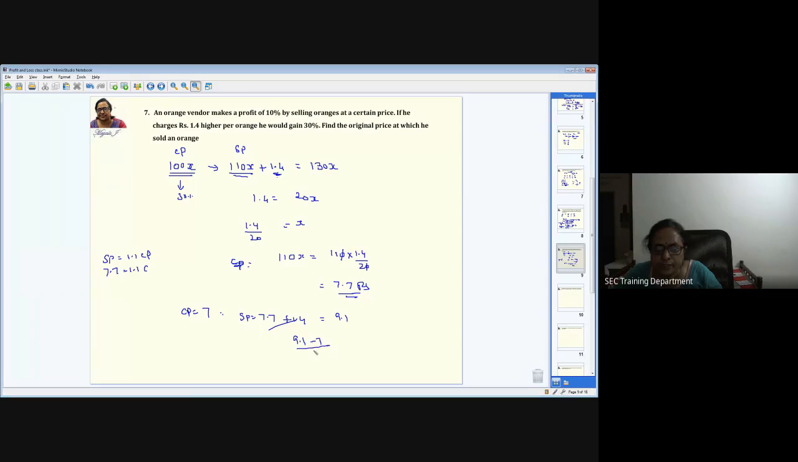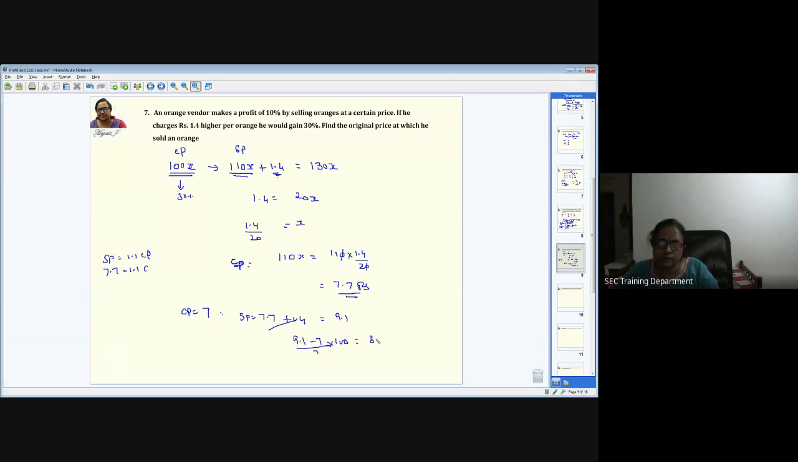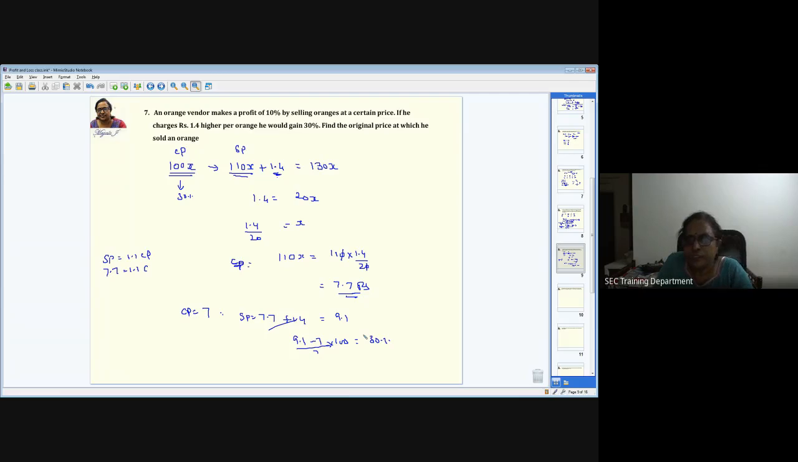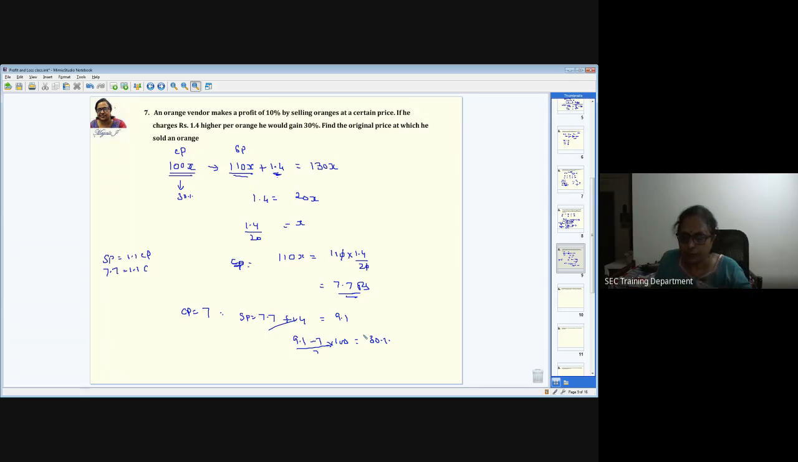9.1 minus 7 divided by 7 into 100. How much is it? It should be 30%. 2.1 by 7 is 210 by 7, which is 30%. Yes, it is 30. For every problem, you can just cross check to see whether your answer is right or wrong.